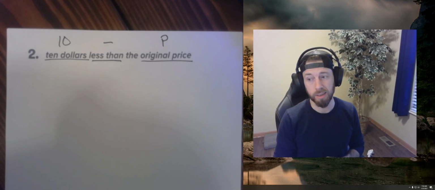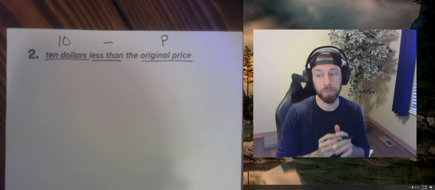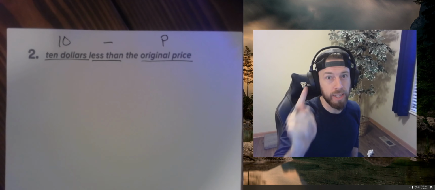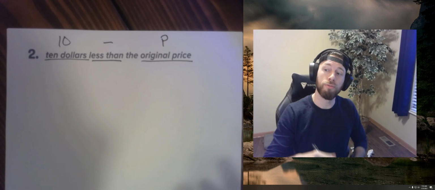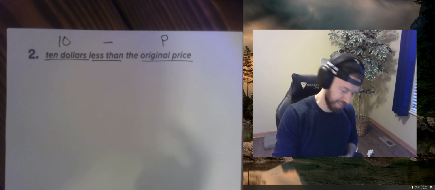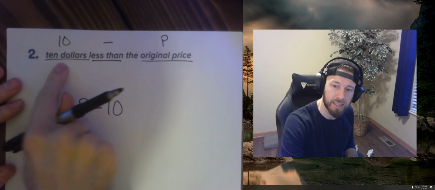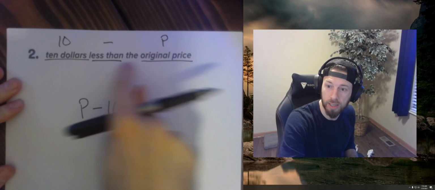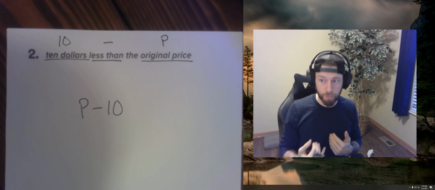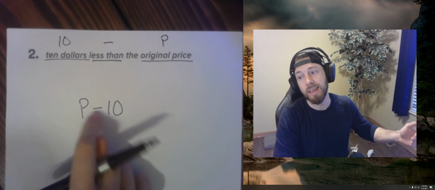But unfortunately, subtraction really matters what order it's in. It's not commutative, meaning you can't switch the 10 and the P around. You get different answers if you do either one. So it really matters what order they come in. So in order to find $10 less than the original price, you got to start with the original price. You start with P and subtract 10 from it. So although the sentence says it in words in order as $10 less than the original price, in order to find $10 less than something, you would actually have to subtract 10 away from it. So in this case, it would be P minus 10. It would be the original price and then take 10 away from it.